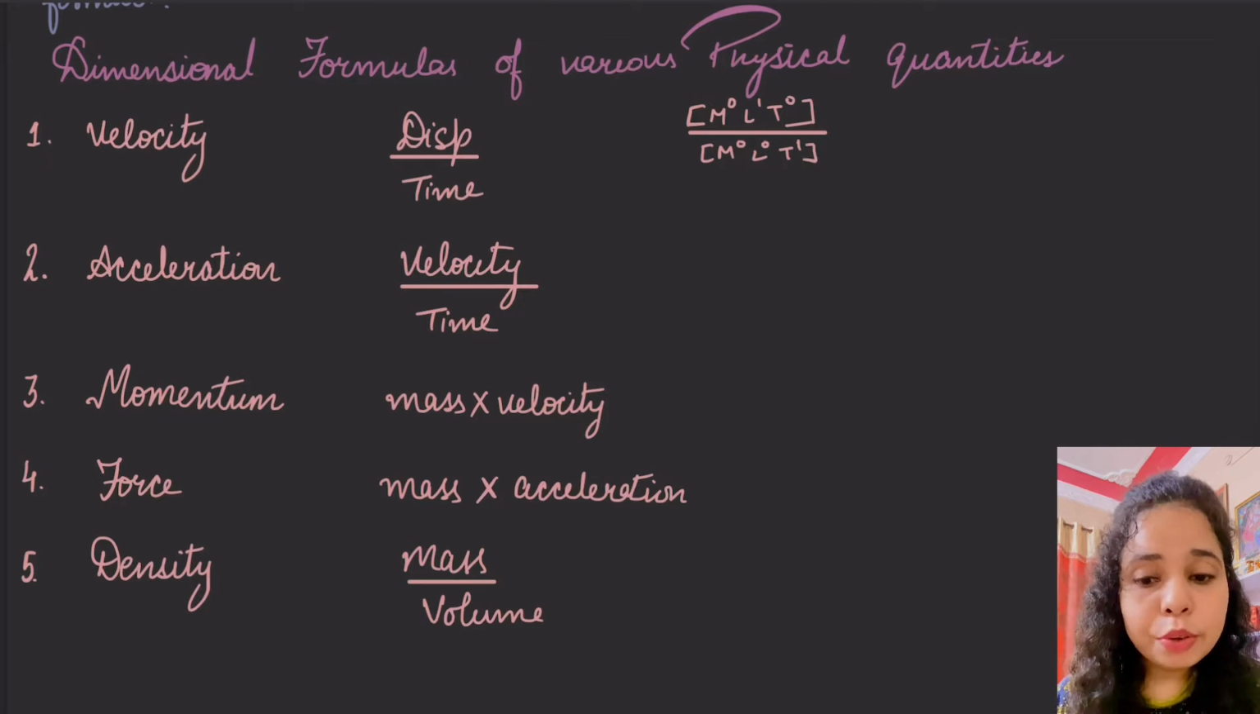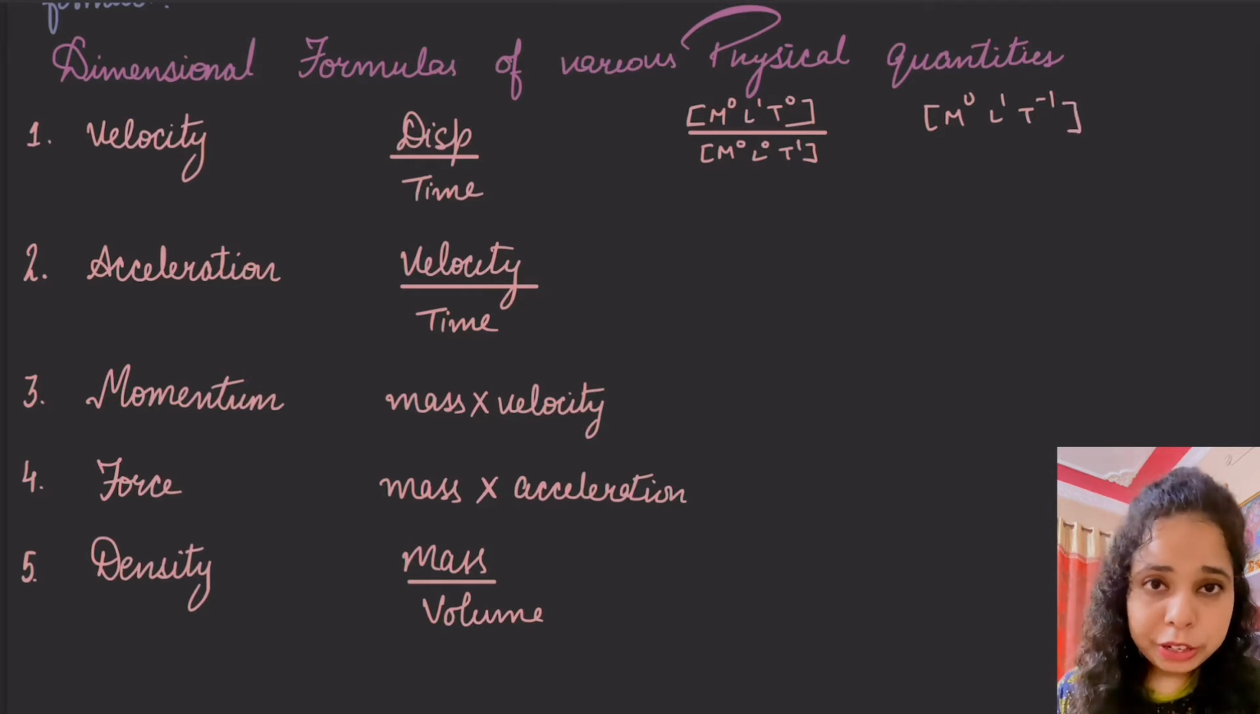Therefore in the numerator we have M0, L1, T0. In case of displacement we write M0 because displacement represents length, so L1 as there is one length only, and T0 as there is no time involved. In the denominator we have the fundamental quantity time, that is M0, L0, T1. Taking T to the numerator, we are left with M0, L1, T minus 1. This expression is called the dimensional formula for velocity.